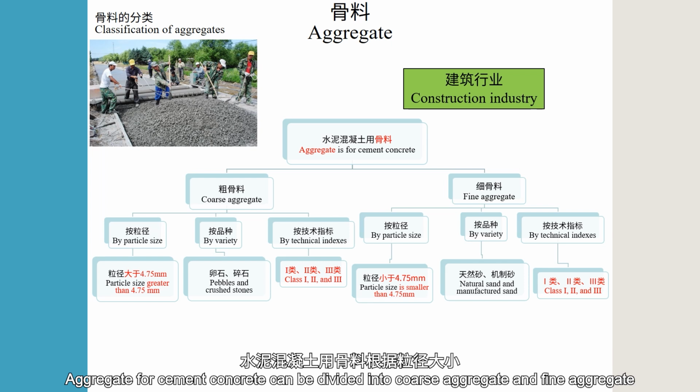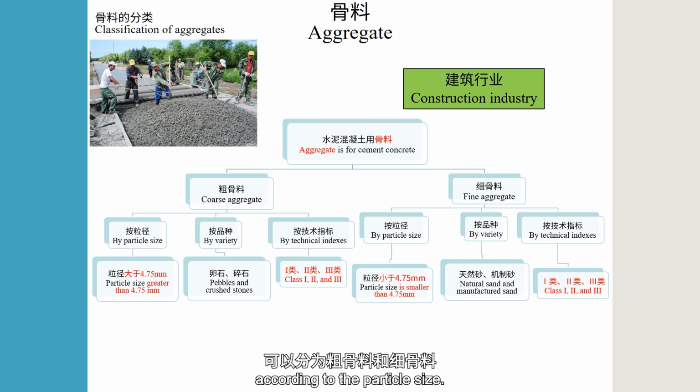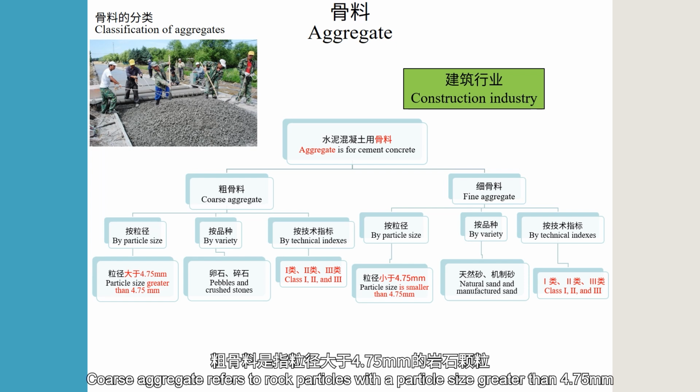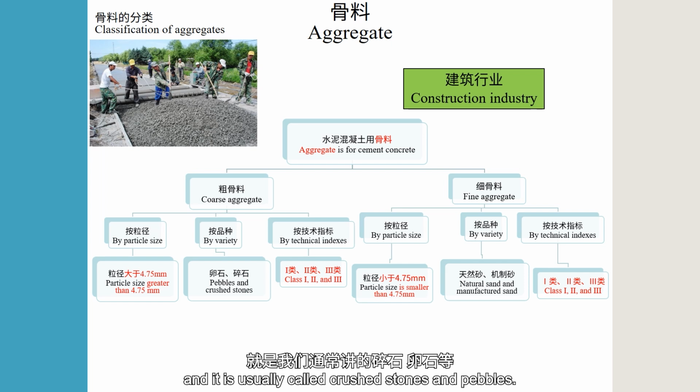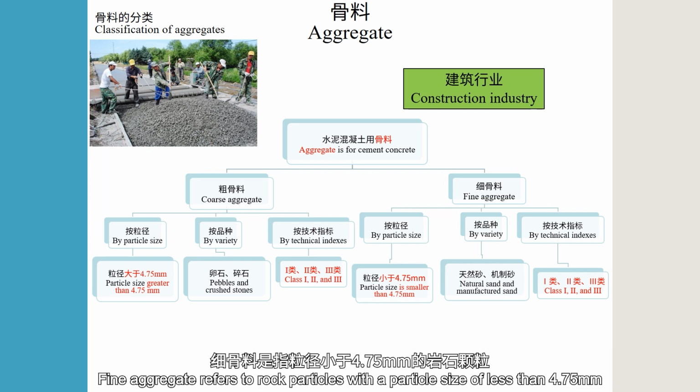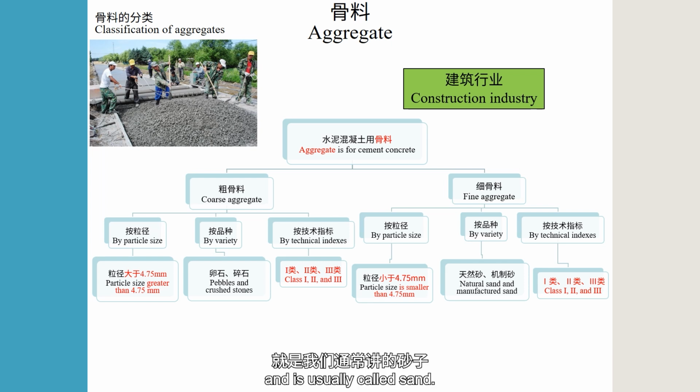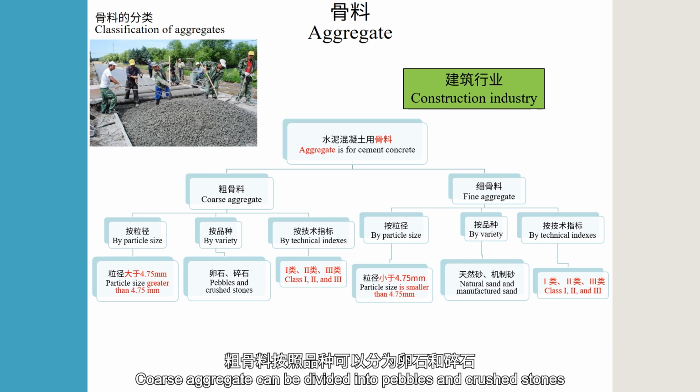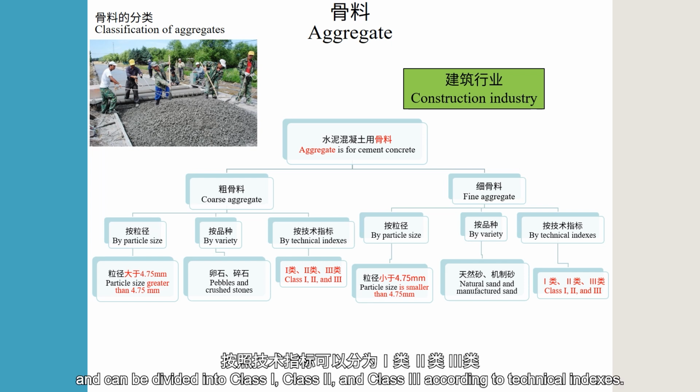Aggregate for cement concrete can be divided into coarse aggregate and fine aggregate according to the particle size. Coarse aggregate refers to rock particles with a particle size greater than 4.75 millimeters, and it is usually called crushed stones and pebbles. Fine aggregate refers to rock particles with a particle size of less than 4.75 millimeters and is usually called sand.